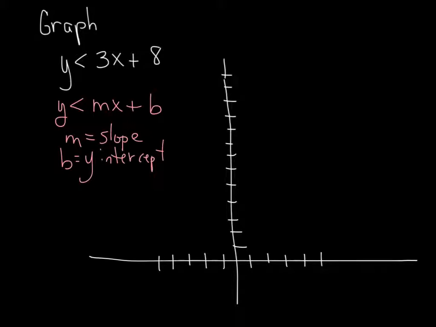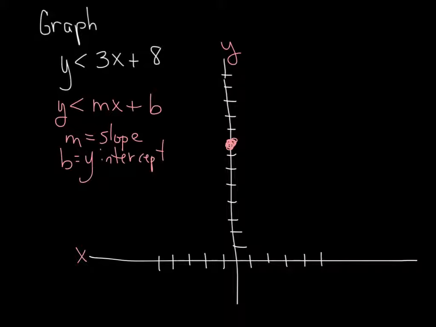So I'm going to go up to 8 on my y-axis. And remember, this is my y, and that's my x. So I'm going to count up to 8. 1, 2, 3, 4, 5, 6, 7, 8. And I'm going to put a dot there. Okay, so I have plotted my slope-intercept.